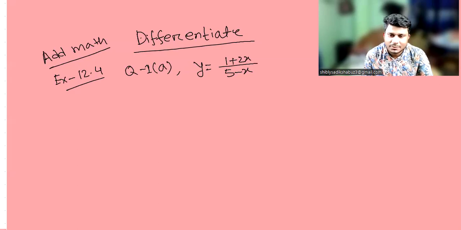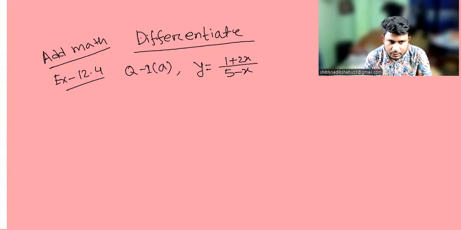So today I am going to solve one question from differentiation subject, additional math exercise 12.4. Question 1a: y equals (1 plus 2x) by (5 minus x). Using the quotient rule, I am going to solve this math. Before doing this, we need to know the quotient rule.